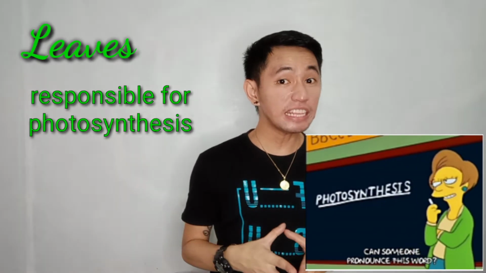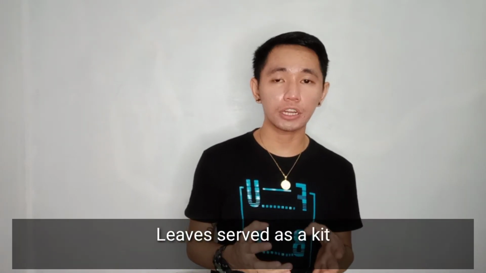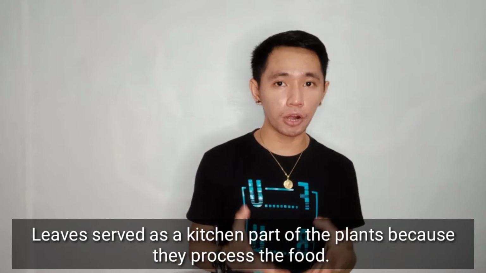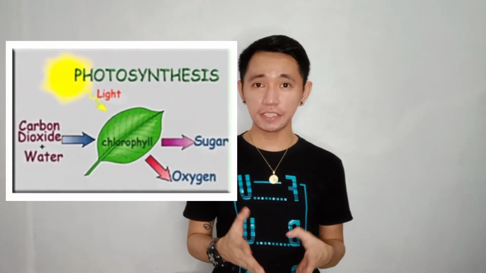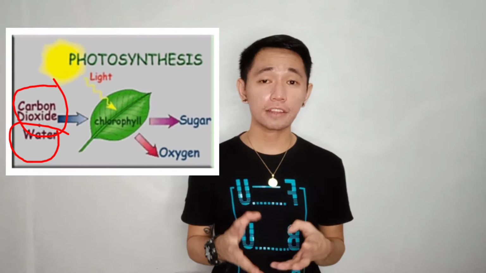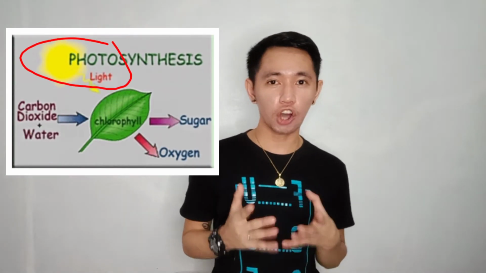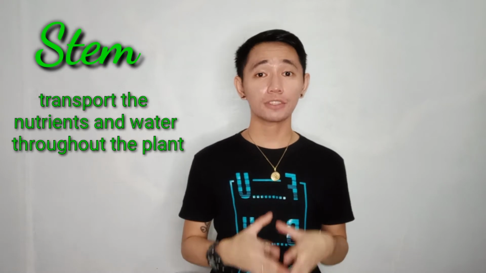Now, hindi yan maiintindihan ng grade 1 or grade 2. So, ang ginagawa ko, or ang ini-explain ko dyan, leaf is a kitchen, or leaves serve as the kitchen part of the plant because doon po nangyayari ang food processing. So, ano nga ang photosynthesis? Now, ang photosynthesis, it is a process of producing glucose or a simple sugar from water and carbon dioxide with the use of sunlight. Function naman ng stem is to transport the nutrients and water throughout the plants.